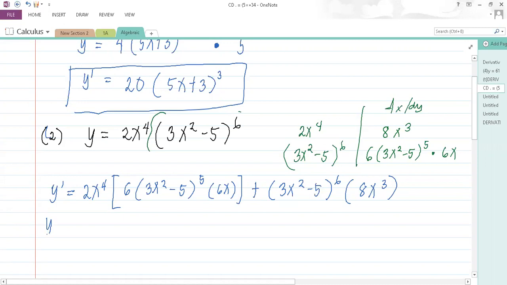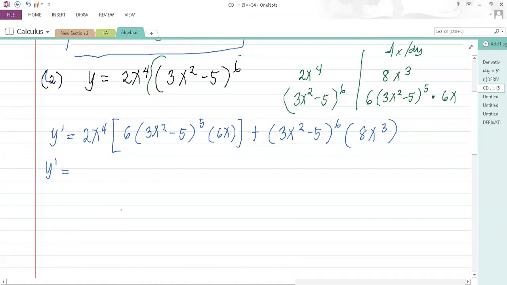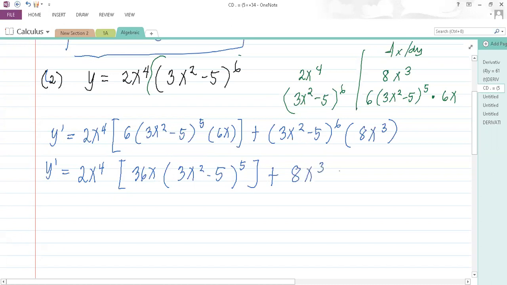Okay, so we can simplify now our equation. Okay, so pwede na natin i-simplify ito. So this is 2x raised to 4. 6 times 6x, that is 36x, multiplied by (3x squared minus 5), okay, raised to 5. Okay, so we have plus 8x cubed multiplied by (3x squared minus 5) raised to 6.